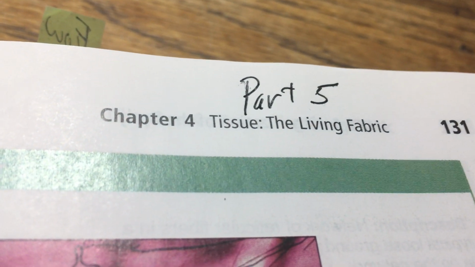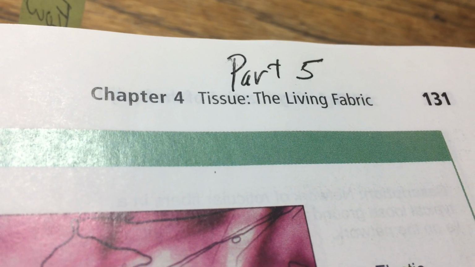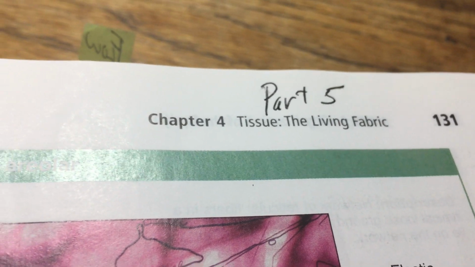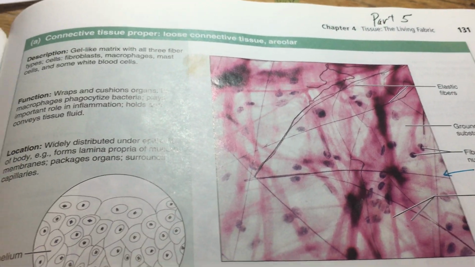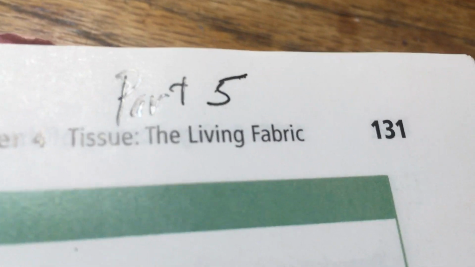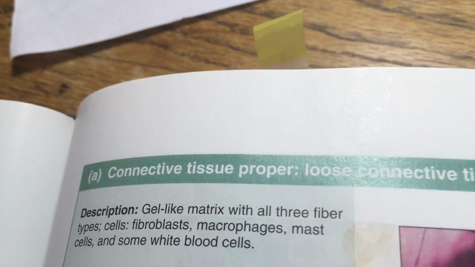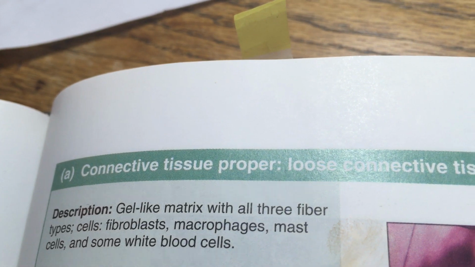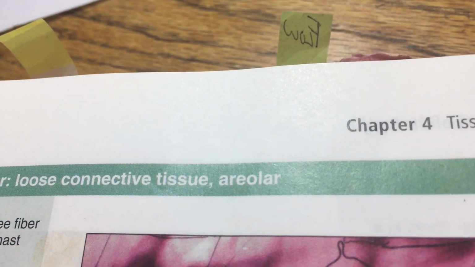Here we go, part 5 in the 4th chapter here on tissues and histology in general, and we're now progressing to the connective tissue proper. In this particular scenario, you see that we're on page 131, and we have this presentation here: connective tissue proper, loose connective tissue, also referred to as areolar.